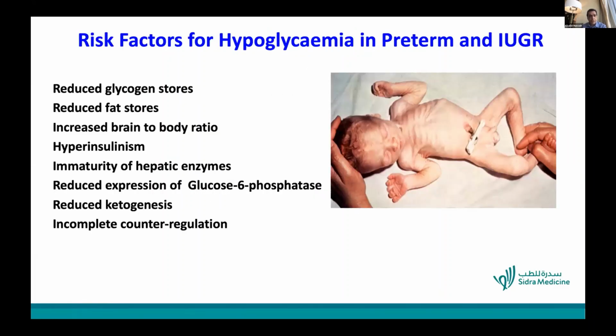Now, this slide highlights some of the risk factors for why babies with preterm and IUGR may be at risk of hypoglycemia. These babies have, for example, reduced fat and glycogen stores, a high brain to body weight ratio, and dysregulated insulin secretion. The enzymes that allow you to release glucose are not fully developed, the processes by which they make ketone bodies are not completely developed, and of course, the counter-regulatory hormones that I explained earlier are also not developed appropriately.